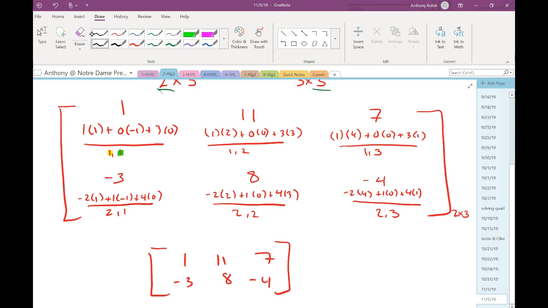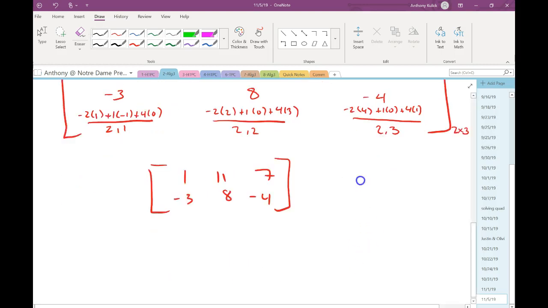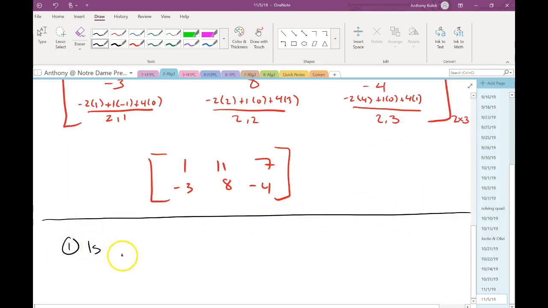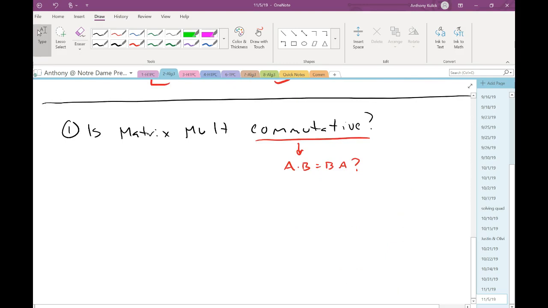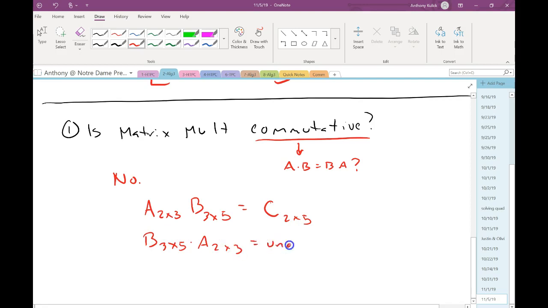So the last thing that we were talking about was do matrices commute with matrix multiplication? Is A times B equal to B times A? Does anybody remember the result here? Yeah, in general, it's no, right? We saw in our first example, if I take just two generic matrices, here we get a 2 by 5, but if I flip, that's undefined.